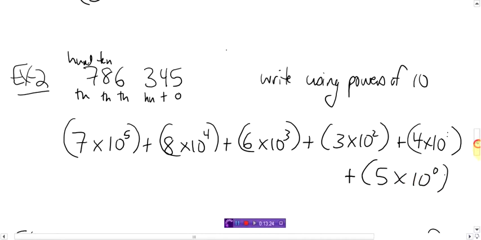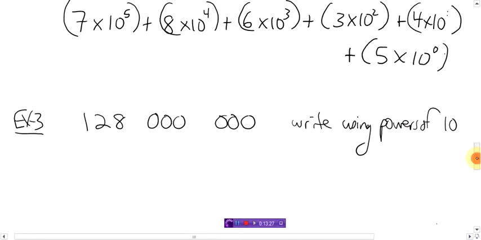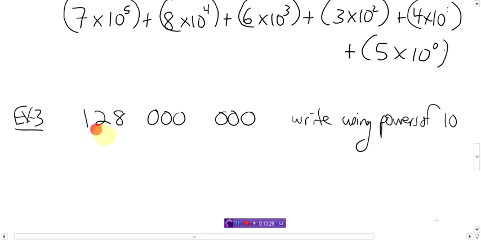Okay. What about this number there? Figure out the place value. 1s, 10s, 100s, 1000s, 10,000s, 100,000s. Then we're talking millions. 10 million. 100 million.